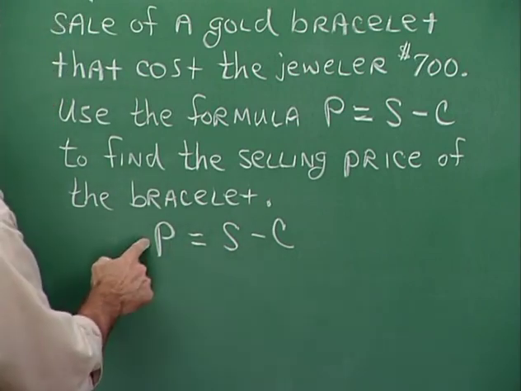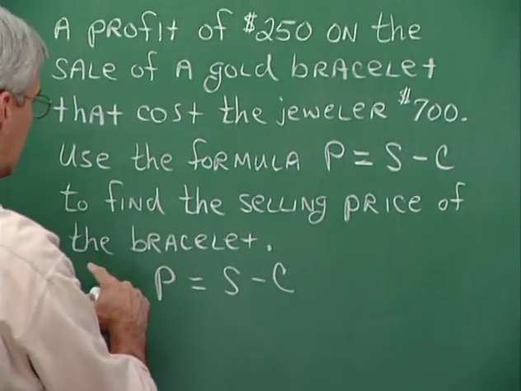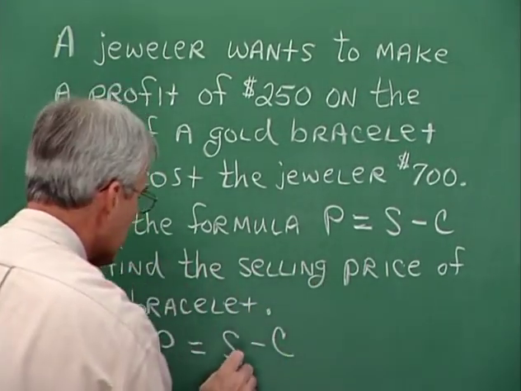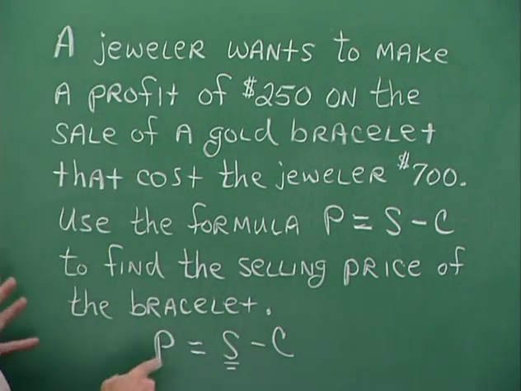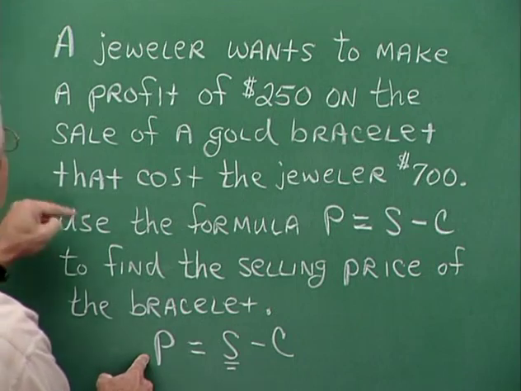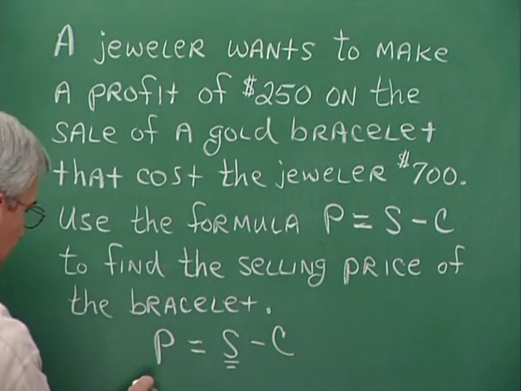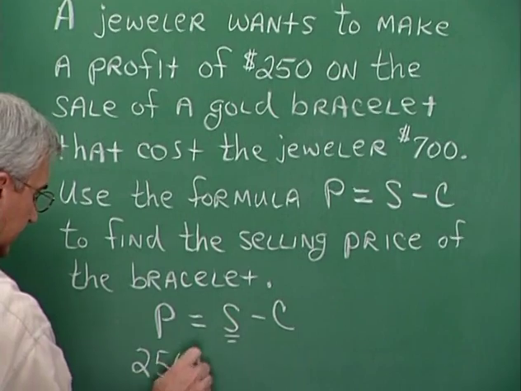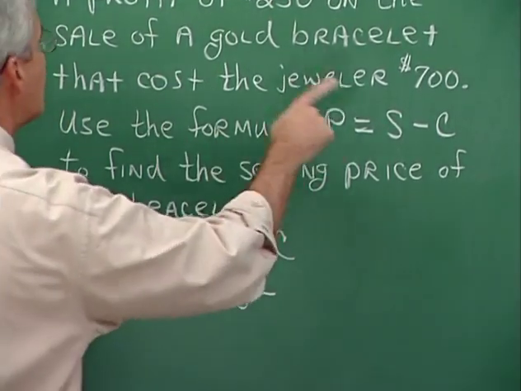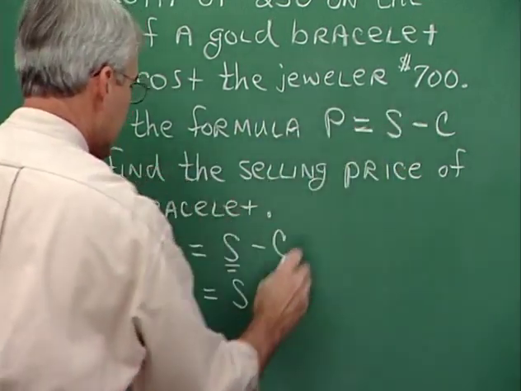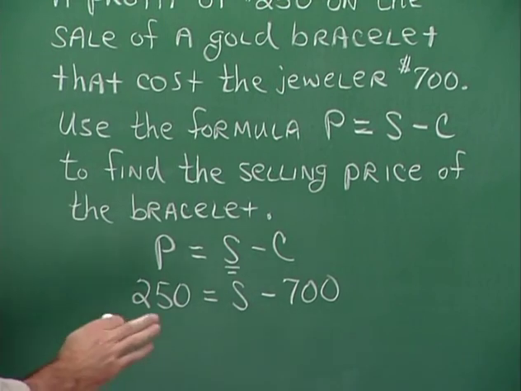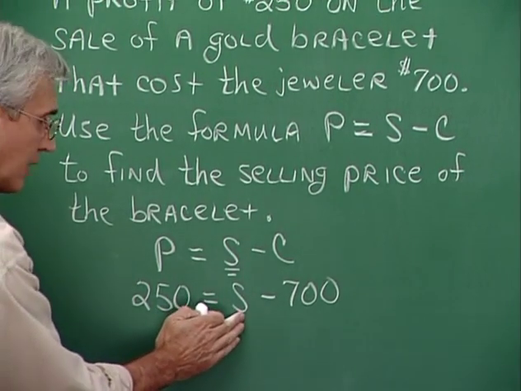So we're looking for the profit. It says, let's see, use the formula to find the selling price. We're looking for that rascal. We're given profit and cost. So let's see, the profit here is $250. And the cost is given as cost the jeweler $700. So we have this. All right, and now we're trying to solve for S, the selling price.